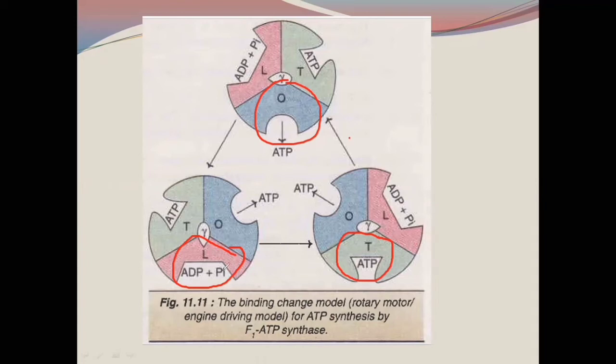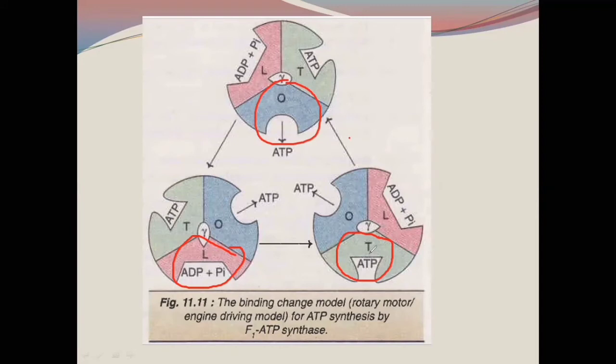As you have seen, the ADP always binds to the loose part, or you can say to the open part, and the ATP leaves from the open part. So in the loose part, ADP and inorganic phosphate bind. Then by the conformational changes of this gamma subunit, this loose part becomes the tight part, in which the ATP is synthesized.